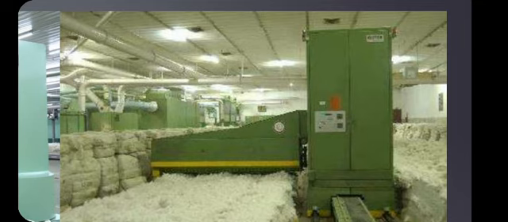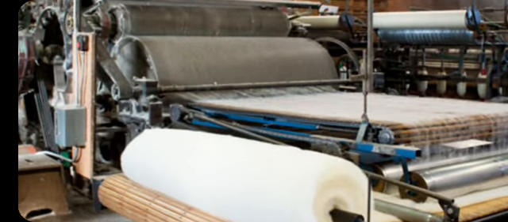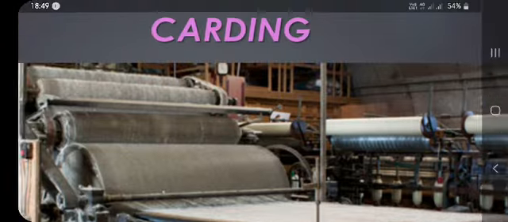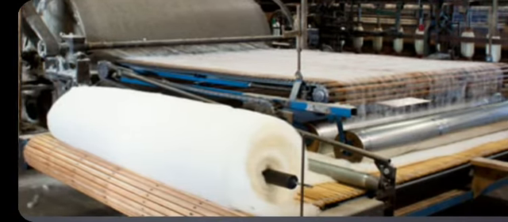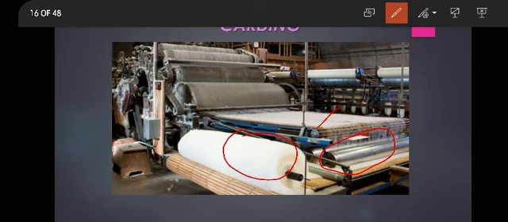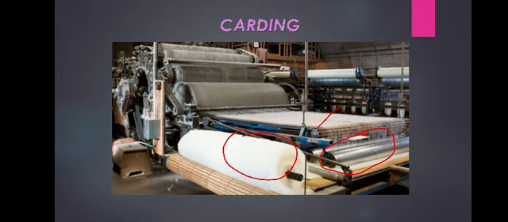In the next section, all these fibers are passed through a carding machine. This is a card, and you can see sheets are formed from the fibers. These sheets are rolled into a bale. This is the carding process. In the carding process, all the fibers are pressed between two rollers. These are the two rollers by which they are pressed. In between these rollers, they are pressed to form the sheet. These sheets are rolled to form a roll. This roll is then passed to the combing process.